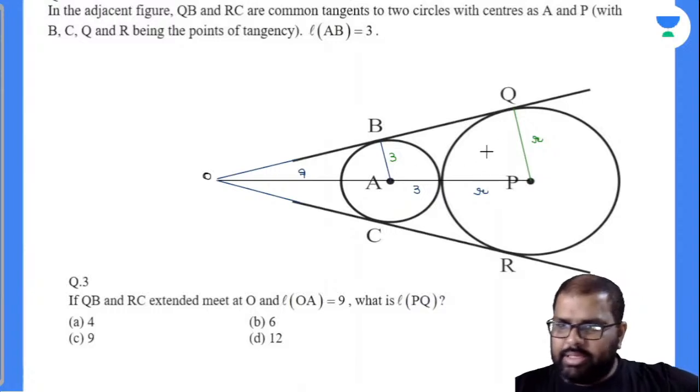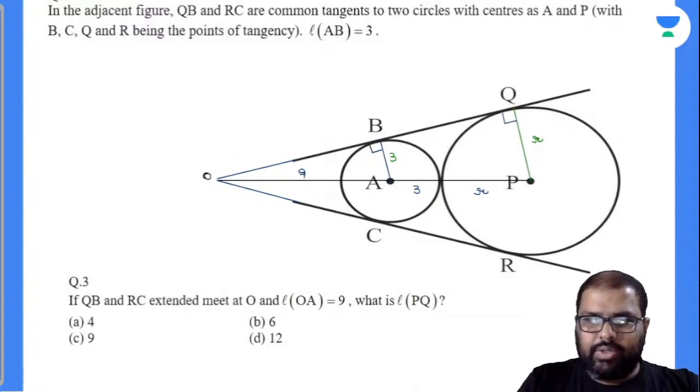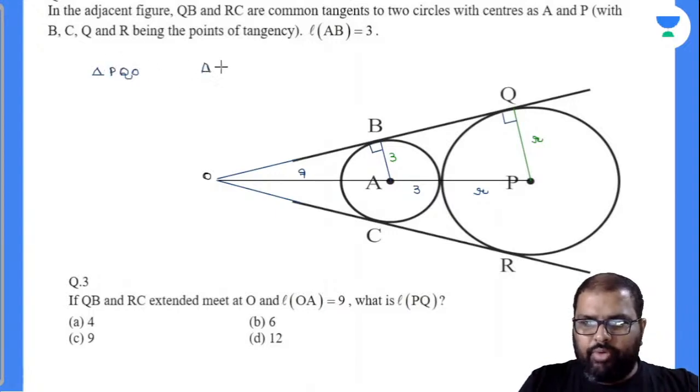And we have one property. How many of you remember this? So the radius of the circle will make 90 degrees with the tangent. Tangent perpendicularity theorem. Am I right or wrong? Can I write this way? Yes. You closely observe there. I can observe 2 triangles here. Let us write this down. I am observing a triangle called PQO, and I am observing one more triangle called triangle ABO.